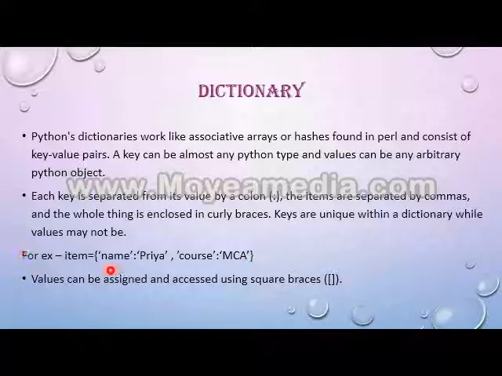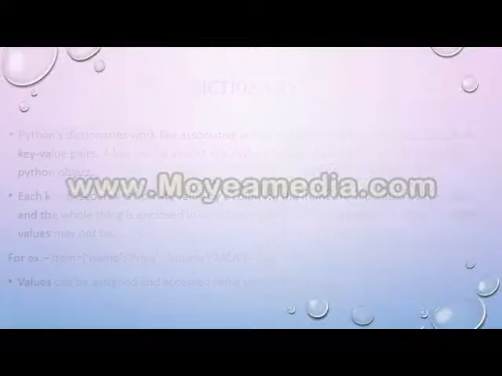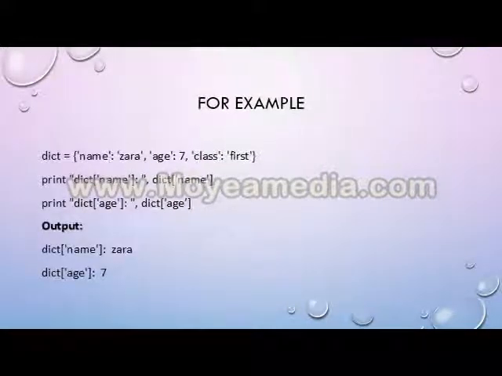So that is a dictionary. Values can be assigned and accessed using square braces. Also we can access dictionary values by using these square braces. We will see in another slide. Firstly, we will see the example of dictionary.